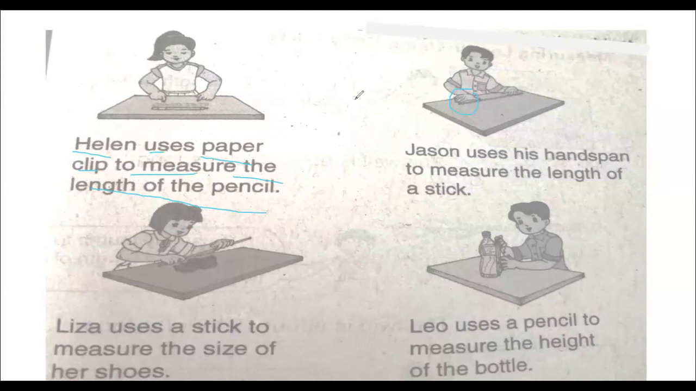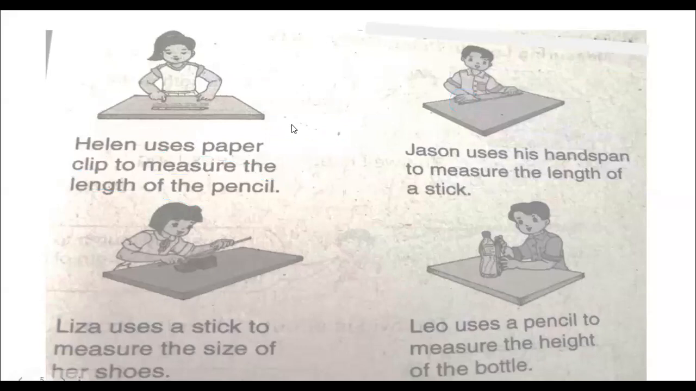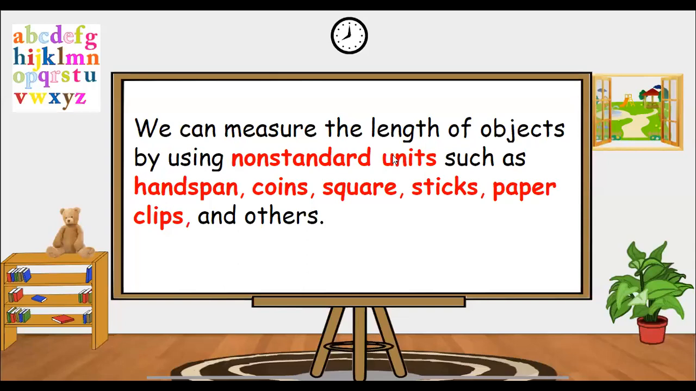And Lisa uses a stick. Okay, this is the stick. So she uses the stick to measure the size of her shoe. And Leo uses a pencil to measure the height of the bottle. Okay. Now, so they use different kinds of things.